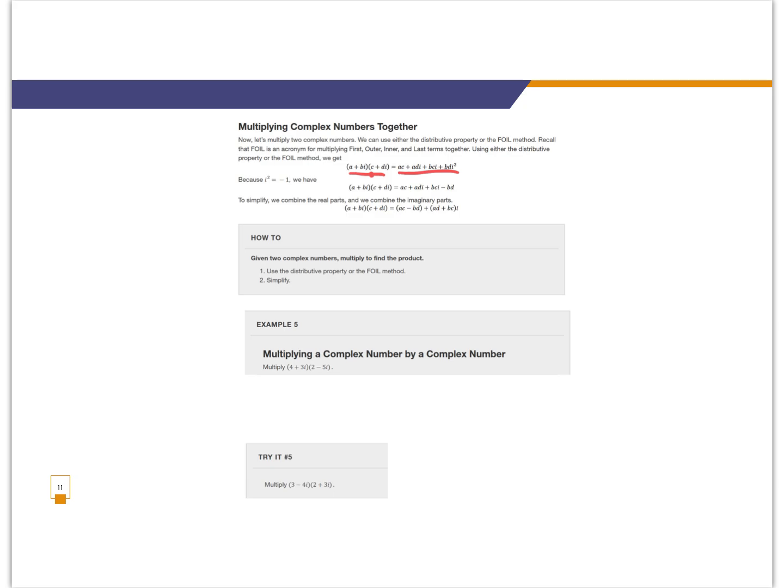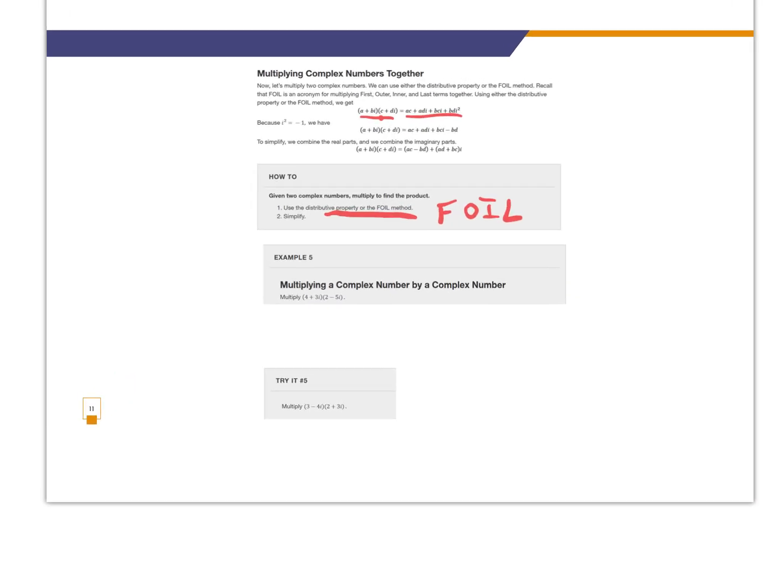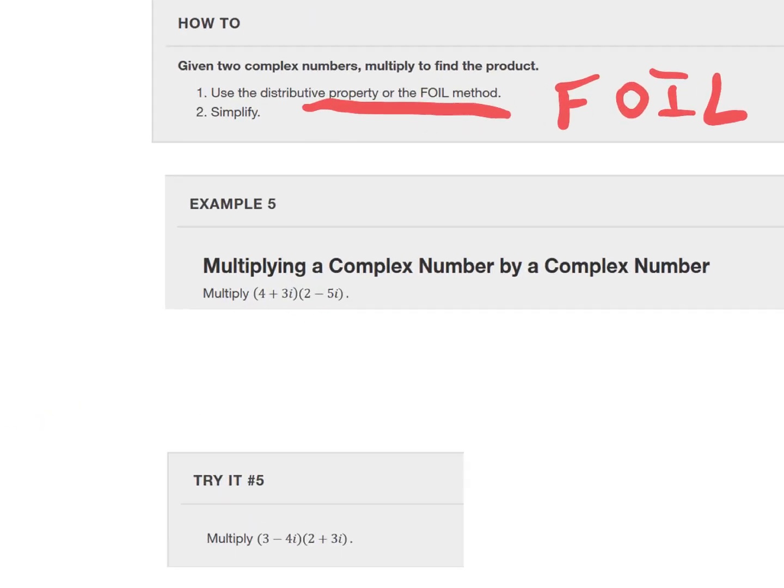I don't want to do this generic problem, so I want to get to a problem right away. But let's see how to do it. Exactly what I told you. Use the distributive property called FOIL. First, outer, inner, last. Here's an example. Example 5. Multiplying a complex number by a complex number. So let me see if I can make this one.